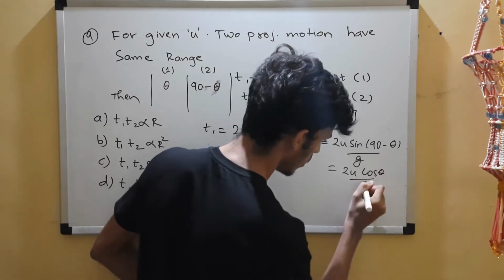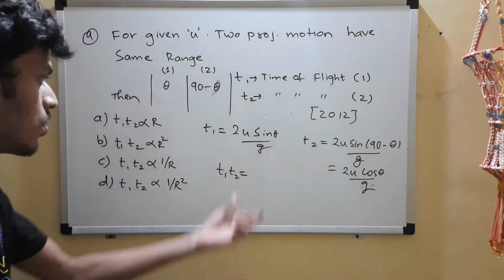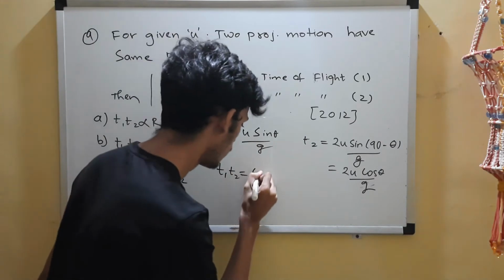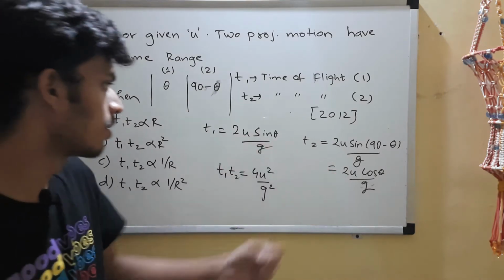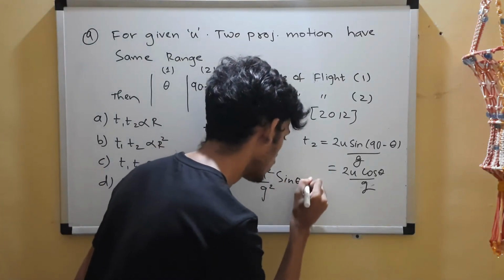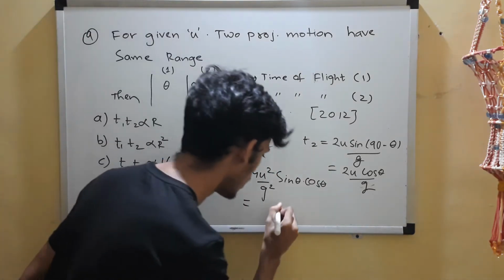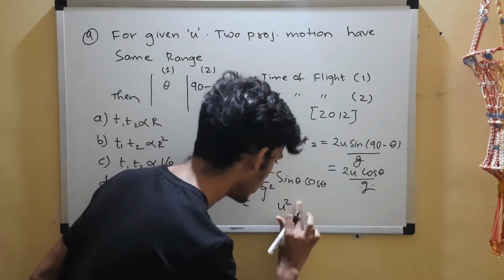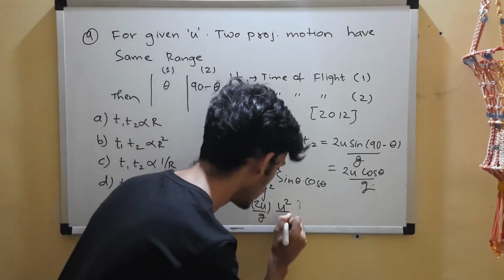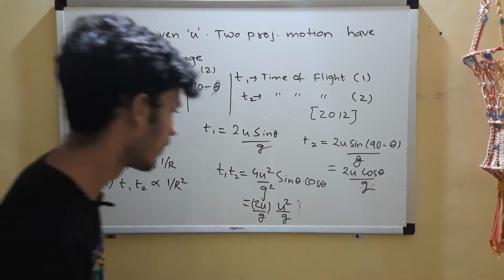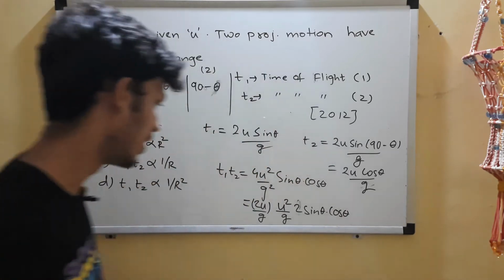Now just multiply them, right? Get their product. So you'll get 4u square by g square, sin theta into cos theta. So we want the formula of range. It's hidden over here somewhere. So what I'll do is separate this 2 out: u square by g, 2 sin theta cos theta. Okay, just verify it by multiplying.